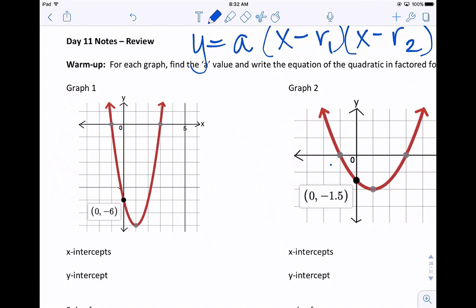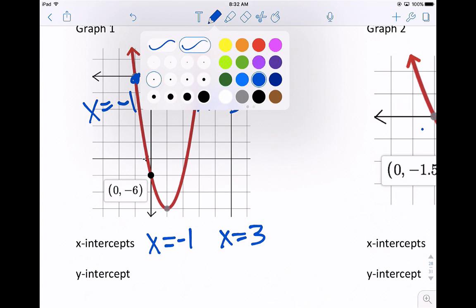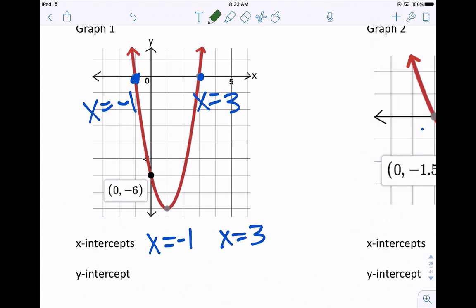So for graph 1, first step, find the zeros, the x-intercepts. And so one of them looks like it's at -1. And the other one looks like it's at 3. All right, so we're going to write those here. Your x-intercepts. The y-intercept, we just need some other point to plug in and find the a value. And the y-intercept's nice because of the 0 for the x. So here's the y-intercept. All right, so that's at 0, -6.